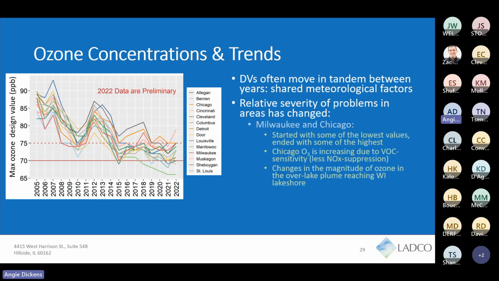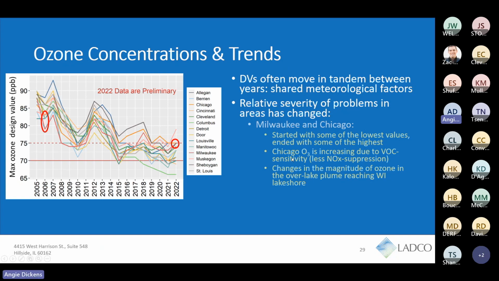So if we look at Milwaukee and Chicago, for example, Milwaukee's the red line, Chicago's the orange line. A little hard to see in here, but back in 2006 they were within the circle, kind of on the low side. And then in 2022, they were near the top. So basically, relative to other areas, Milwaukee and Chicago have improved less.